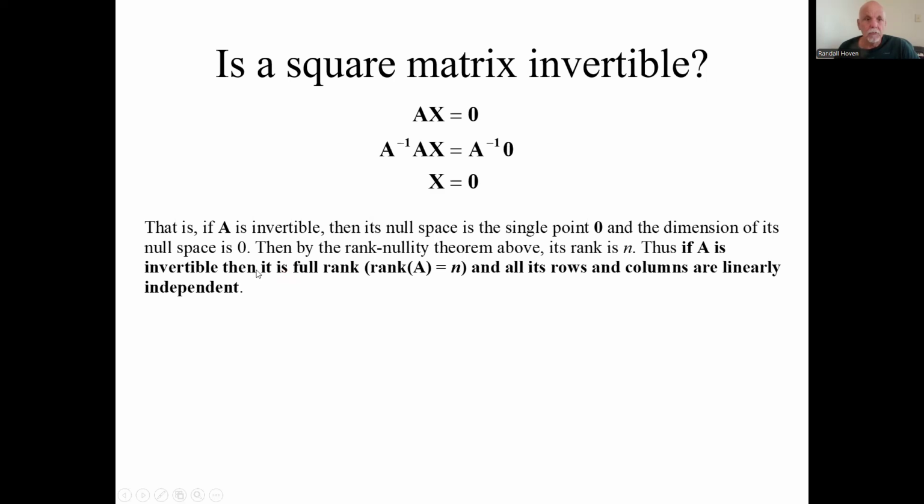So if A is invertible, then it is full rank, meaning its rank equals n, and all its rows and columns are linearly independent. So this was just a one-way inference. We didn't actually answer, is a square matrix invertible? We said if it is, then we have some facts we can deduce from it. We will later go the other way, but we will save that for later.